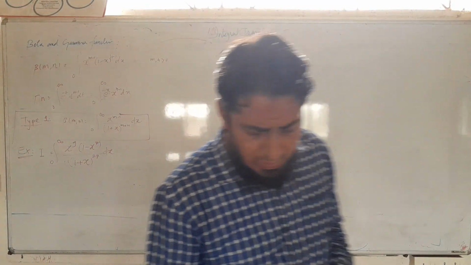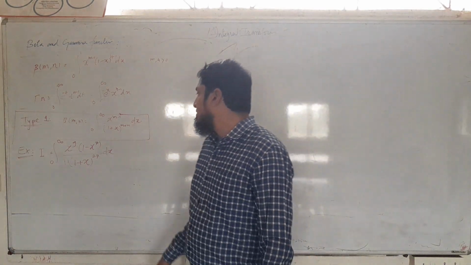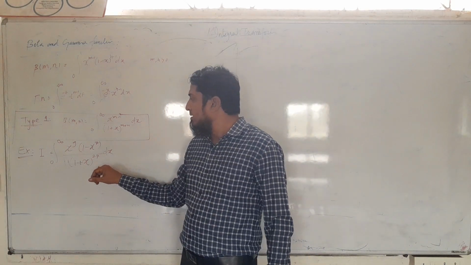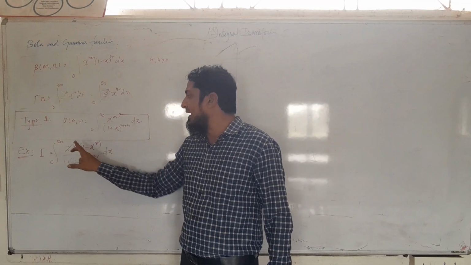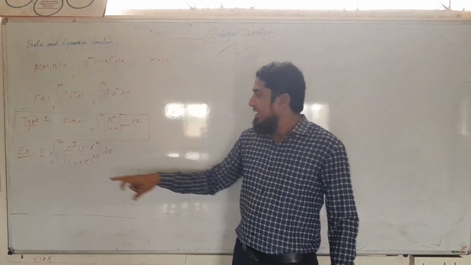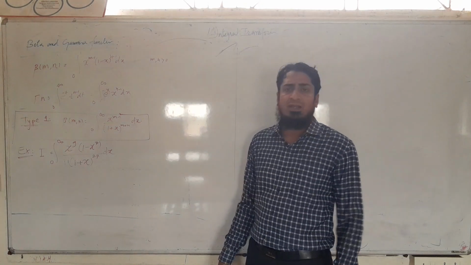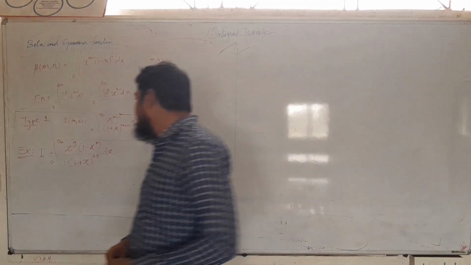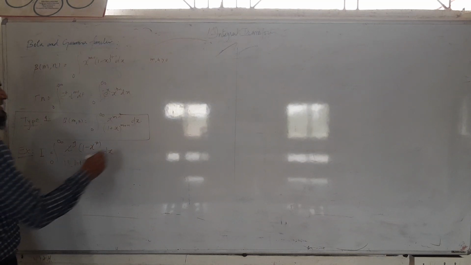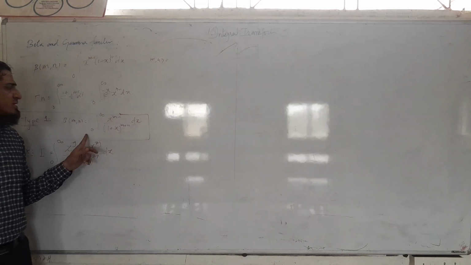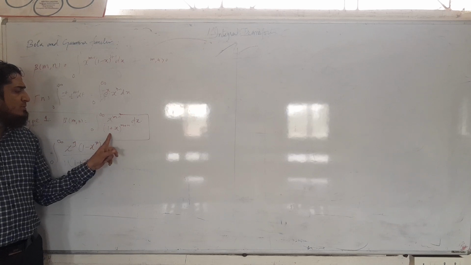Now we have one example which we are going to solve, and the example is given as follows: integration from 0 to infinity of x raised to 9 into (1 minus x raised to 7) upon (1 plus x) raised to 27 dx. Since we know the form of the beta function, beta of m, n is equal to the integration from 0 to infinity of x raised to m minus 1 upon (1 plus x) raised to m plus n.